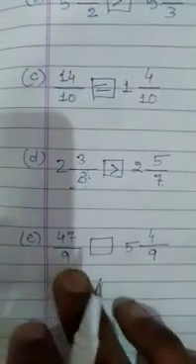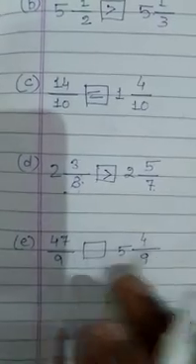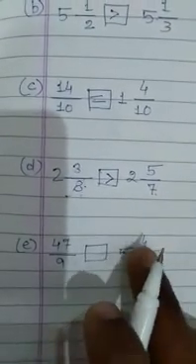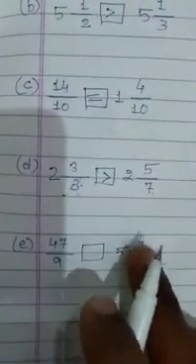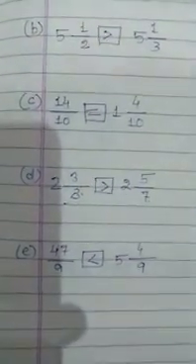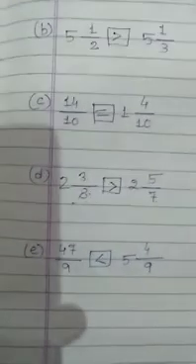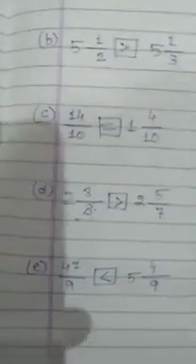Now question number E, 47 upon 9, and this is 5 whole 4 upon 9. So 9 times 5 is 45 and 4 is 49, 49 upon 9. So 49 is bigger than 47. So we will write here this sign, because 47 upon 9 is smaller than 5 whole 4 upon 9.